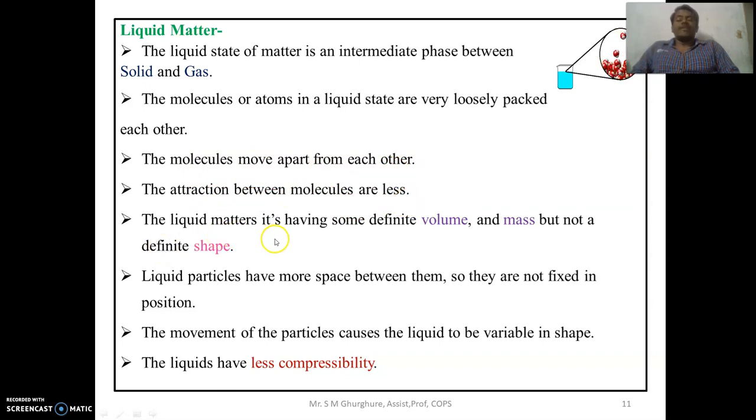Liquid matter has a definite volume and mass but not a definite shape. The liquid particles have more space between them, so they are not fixed in their positions. The movement of the particles causes the liquid to be variable in shape. If you fill the liquid into a container, that liquid occupies the space in the particular container.